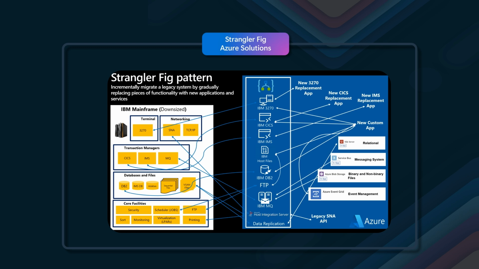The host integration server facilitates the seamless transition and coexistence of the legacy and new systems during the migration. By leveraging the Strangler fig pattern, you can do risk mitigation by gradually replacing legacy components, which reduces the risk associated with large scale migrations. The legacy system continues to operate while new functionality is introduced, ensuring uninterrupted services.